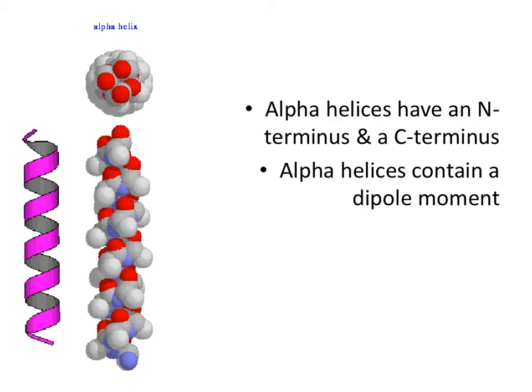These are alpha helices, an example of alpha helices. You're probably used to seeing that in the pictures of proteins in books and things like that anyway. There are a couple different ways of showing it. One's called the ribbon diagram, one's space filling. An alpha helix itself has to have an N-terminus side, an N side, and a C side. And because of that, they have a dipole moment overall. So they give an overall slight dipole.